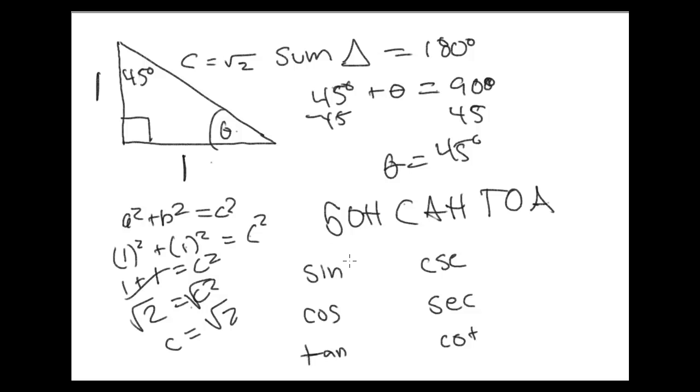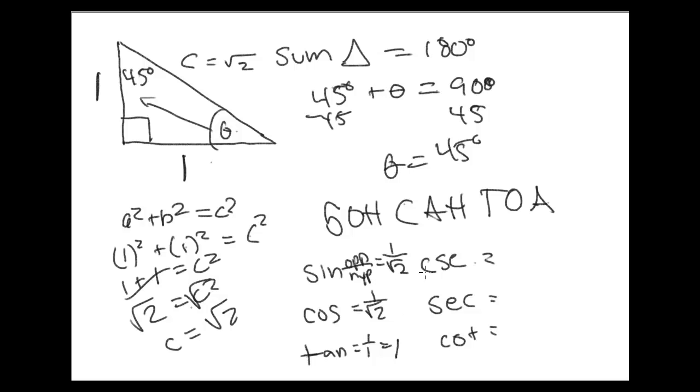We know that the sine is the opposite over the hypotenuse, which in this case is going to be 1 over root 2. And we'll rationalize this in a minute. Onto the cosine. Cosine is adjacent over hypotenuse. The angle adjacent to theta is 1, over the hypotenuse, root 2. Again, we'll rationalize this in a second. You know that the tangent is the opposite, in this case 1, over the adjacent, which is 1. So tangent, 1 over 1, is simply 1.